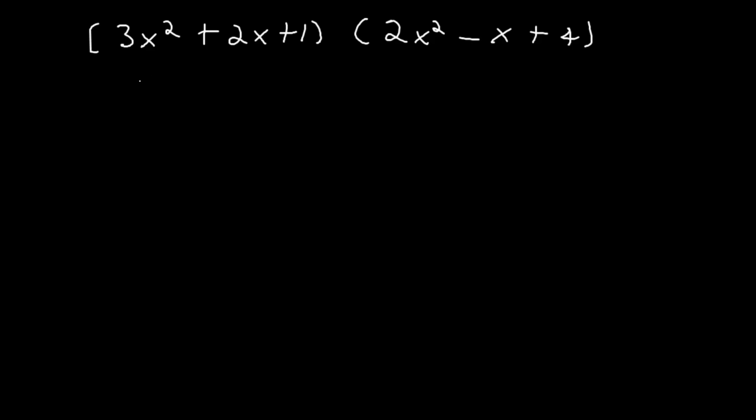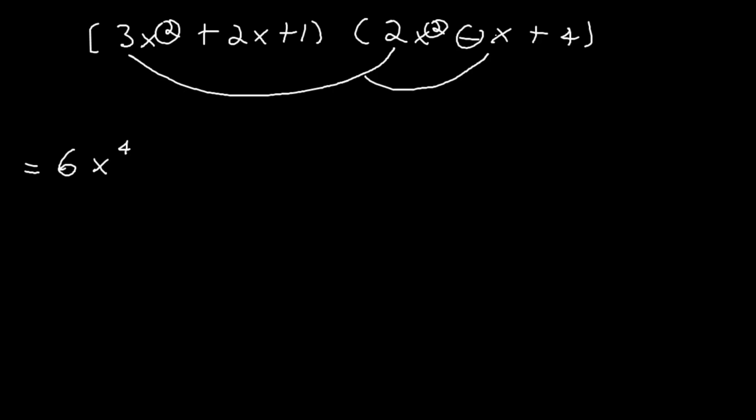Okay, now let's go ahead and multiply 3 times 2. 3 times 2 is 6. Let's add the exponents. That will be x to the fourth power. Now 3x squared times negative x will be negative 3x to the third power. 3 times 4 is 12, and we will have positive 12x to the second power.